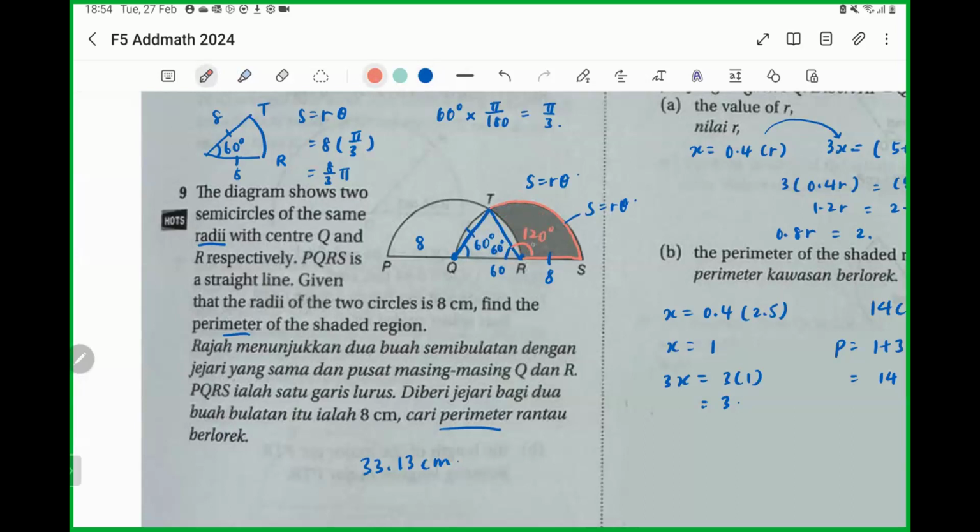If I have the 120 degree, then same formula, S equals to R theta, I will need to have the theta in radian. So 120 degree times pi over 180.